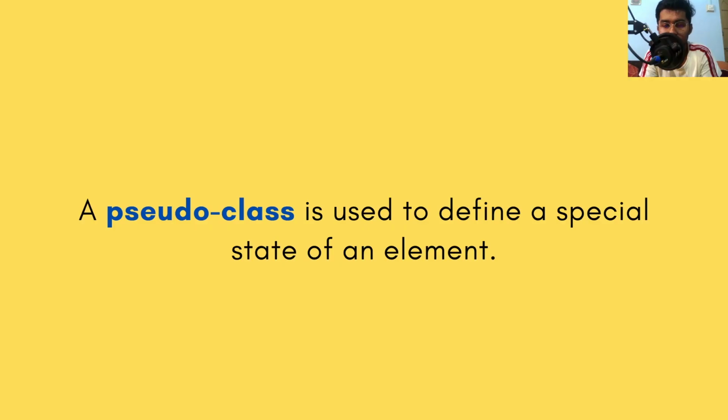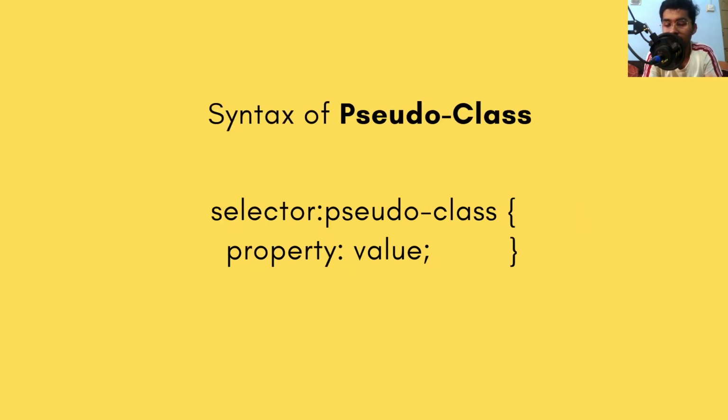Alright, so what is the pseudo class? A pseudo class is used to define a special state of an element. So what is the syntax of the pseudo class? In a pseudo class, first you have to write the name of the selector element, then you have to write the colon, single colon, and then you have to write the pseudo class, and then you have to write the CSS property. Alright, so let's just go to the editor and see how we can use the pseudo class practically.